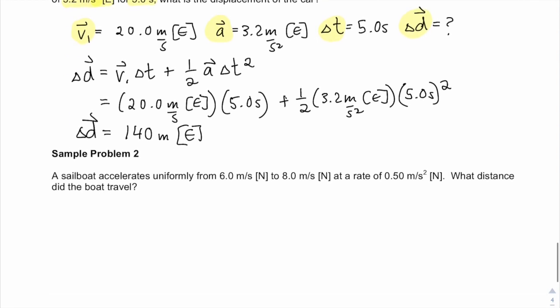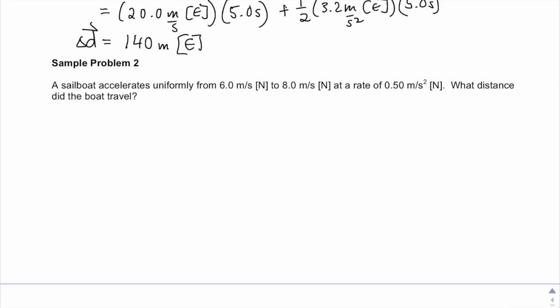Sample problem number 2. A sailboat accelerates uniformly from 6 meters per second north to 8 meters per second north at a rate of 0.50 meters per second squared north. What distance did the boat travel? So let's look at what's given in this question. So we have 6 meters per second north, 8 meters per second north, 0.50 meters per second squared north.